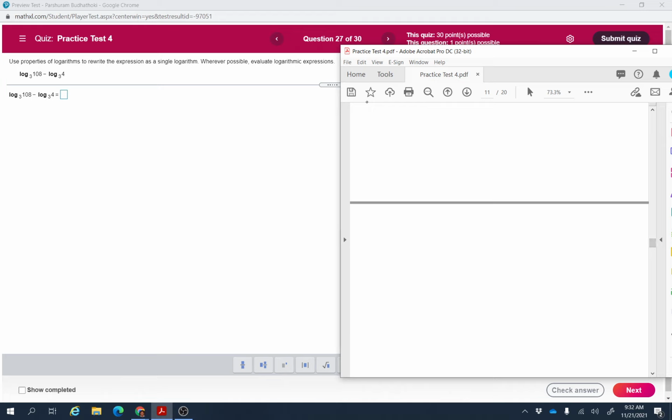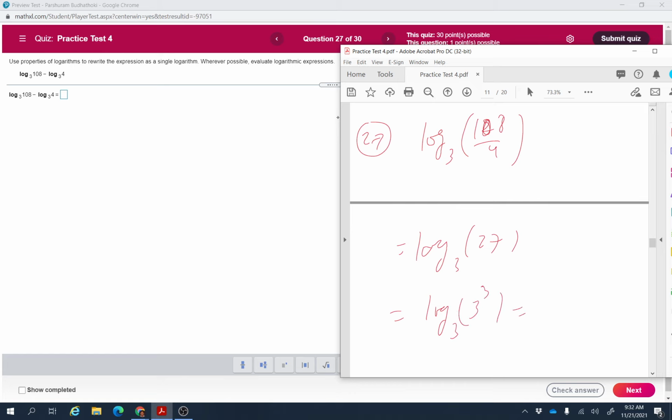So let me show you. This is log base 3 of 108 divided by 4 by using the quotient property, but this is 27, which is 3 to the power 3. So eventually, because they have the same base, the answer would be the exponent, which is 3.